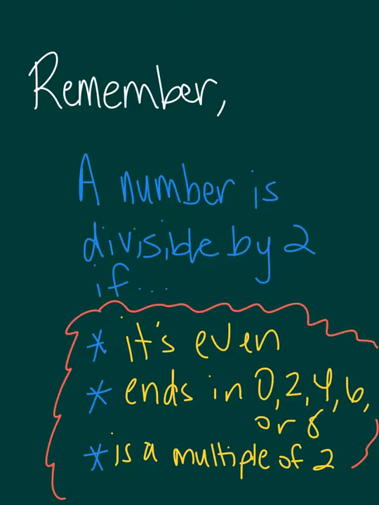So just to remember, a number is divisible by 2 if it's even, it ends in 0, 2, 4, 6, or 8, and it's a multiple of 2.